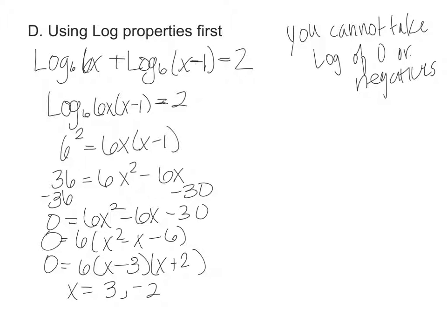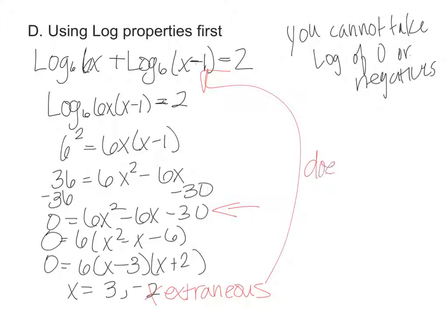So when I take negative 2 and I plug it back in here, I get the log base 6 of negative 12, which is not allowed. Put it in here, I get the log base 6 of negative 2. Again, not allowed. So that's what we call an extraneous solution. It's a solution to the quadratic, but when I plug it back in to my log, it doesn't work. The 3 works because I get 18 here, and I get positive 2, so I can do the log of both of those.